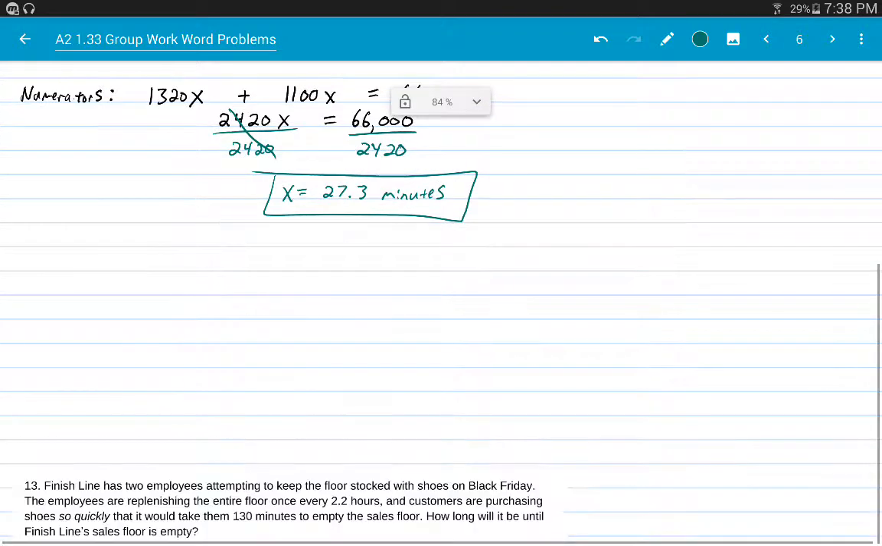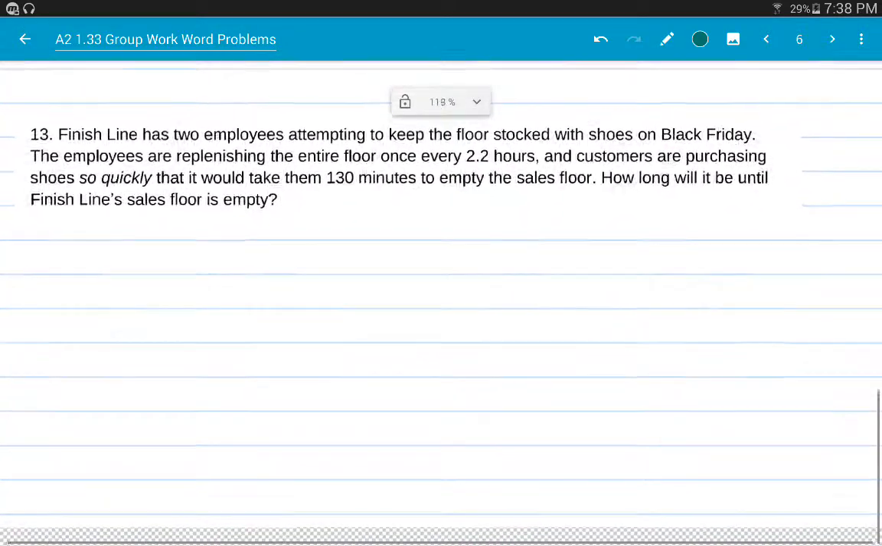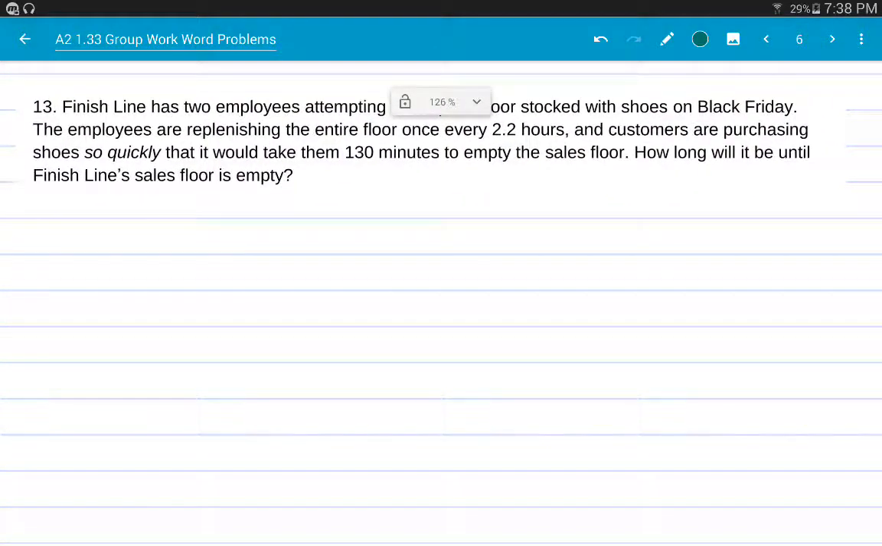Now let's do one that's working against each other. Question 13. Finish Line has 2 employees attempting to keep the floor stocked with shoes on Black Friday. The employees are replenishing the entire floor once every 2.2 hours. And customers are purchasing shoes so quickly that it would take them 130 minutes to empty the sales floor. How long will it be until Finish Line's sales floor is empty?